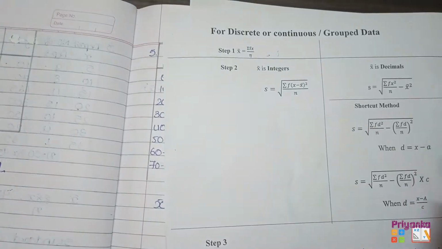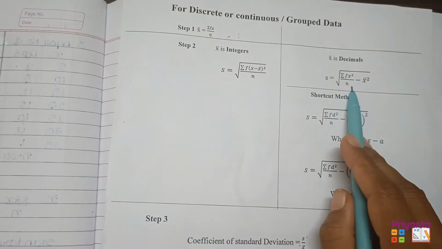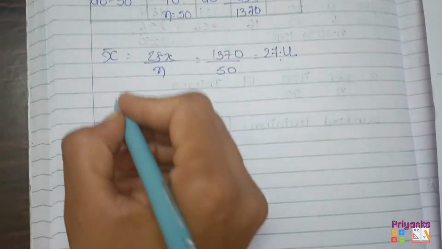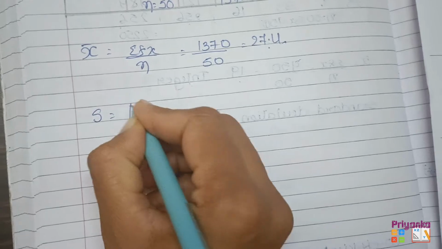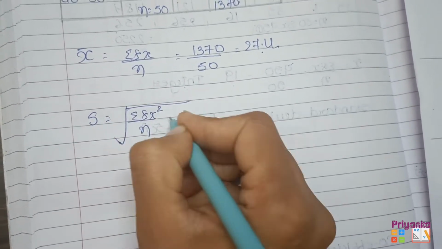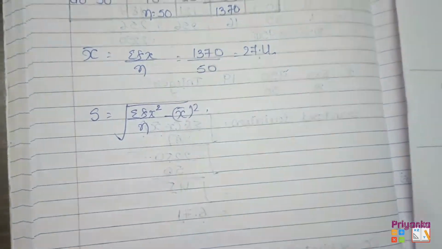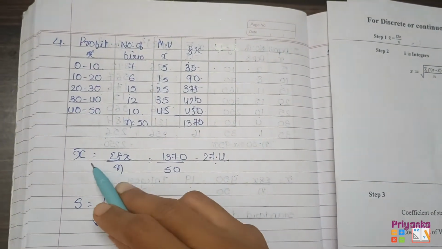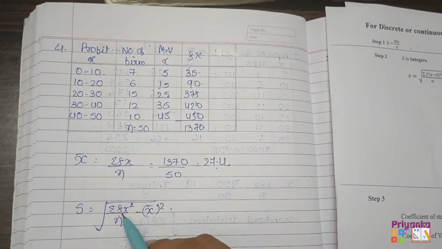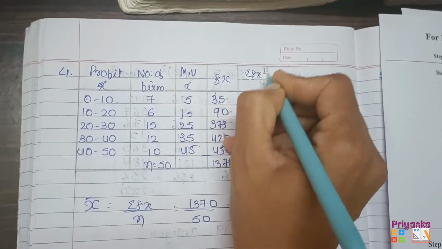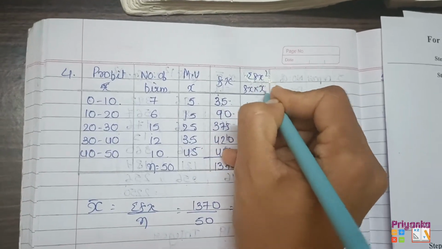So for getting an answer in decimal for discrete and continuous grouped data, this is the formula we are going to use: s is equal to under root sigma fx square upon n minus mean square. Now compare your columns. Here we have the mean value and the n value. Now what we need is sigma fx square. Sigma fx square means fx multiplied by x.